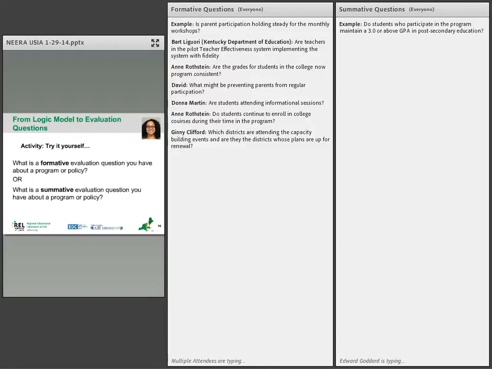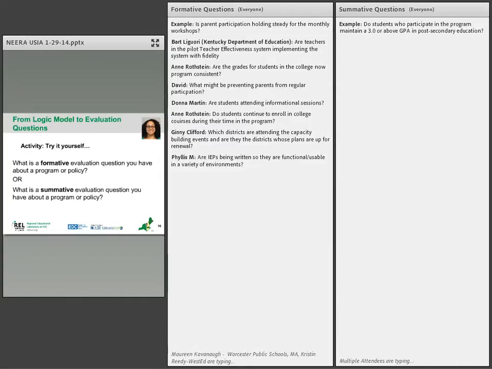Does anybody have any good summative questions? When thinking about your program or policy, what are some of the outcomes that you would like to see? Here, another formative question from Jeannie: which districts are attending the capacity building events, and are they the districts whose plans are up for renewal?